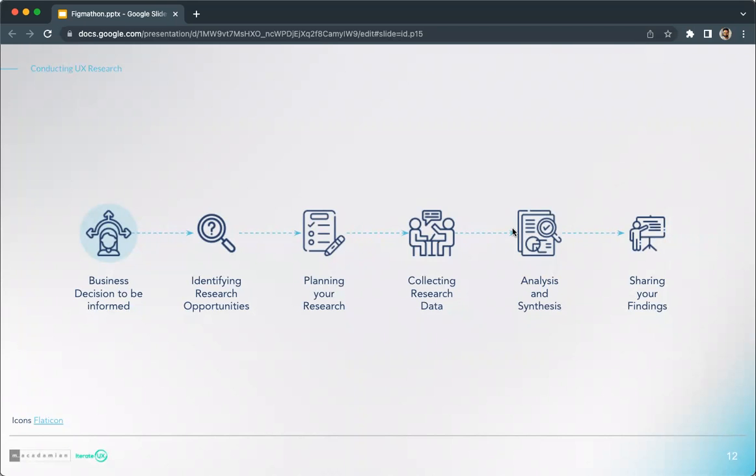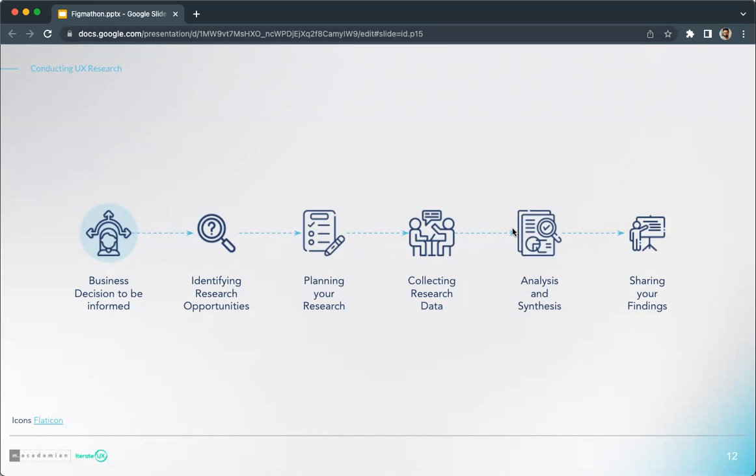You also need to identify, out of all the decisions that the business is trying to make, what are the decisions that the researchers could facilitate? Because research cannot answer all the business questions or help with all of them. So that's the next activity you would want to do: figure out what decisions research can facilitate.